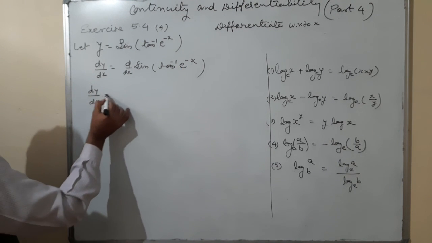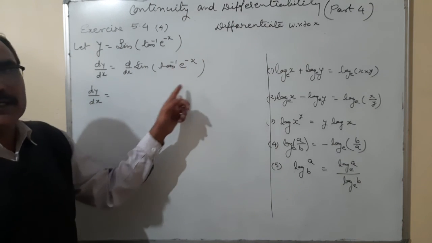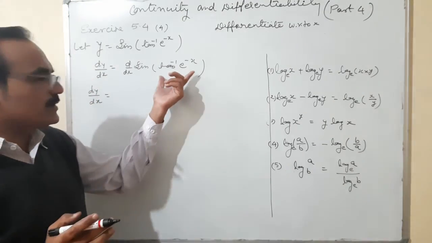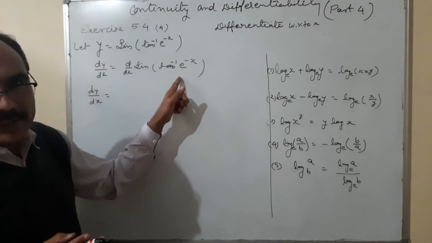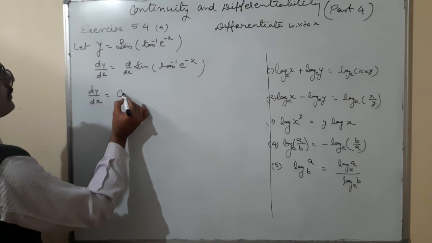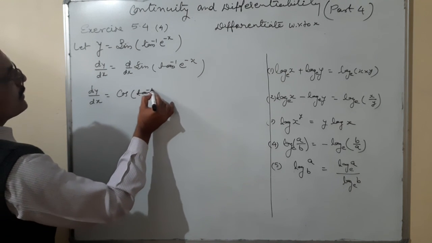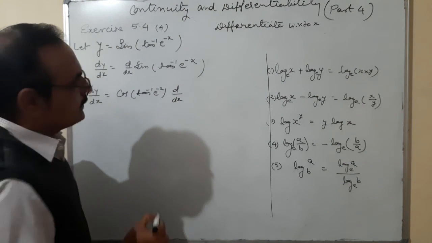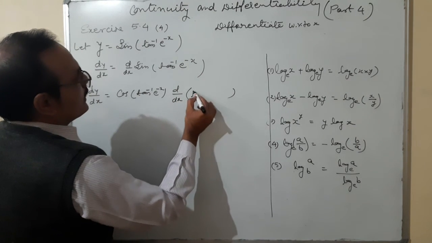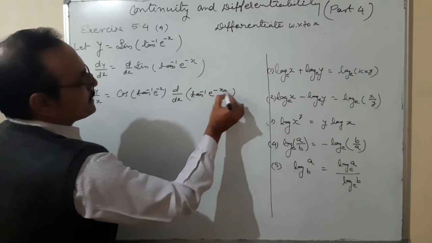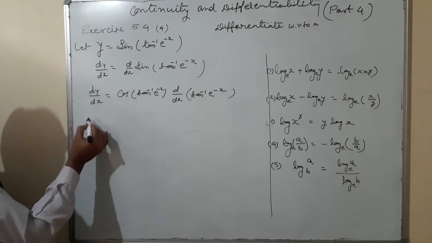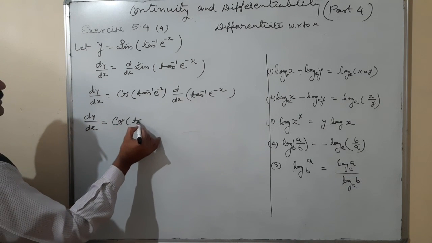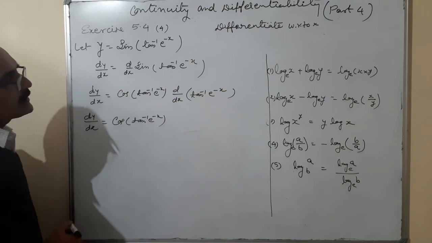How to differentiate it? First of all, sin of this entire term is treated as t, but I am not writing t here; I will consider in my mind that this term is t. So the differentiation of sin t is cos t. I'll write cos, and t means tan inverse e to the power minus x. And again we need the differentiation of the term we considered as t. Chain rule is used not one time; we are using a continuous chain rule here.